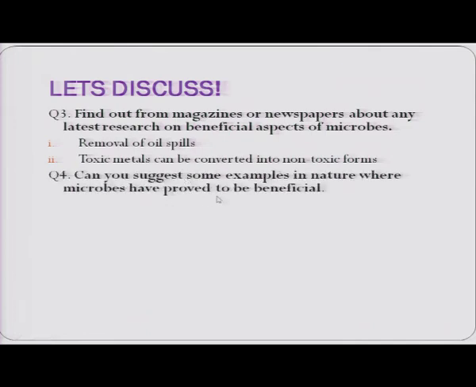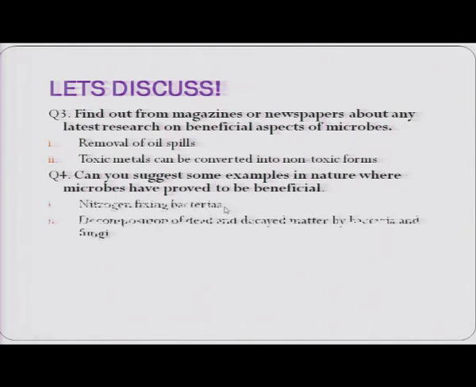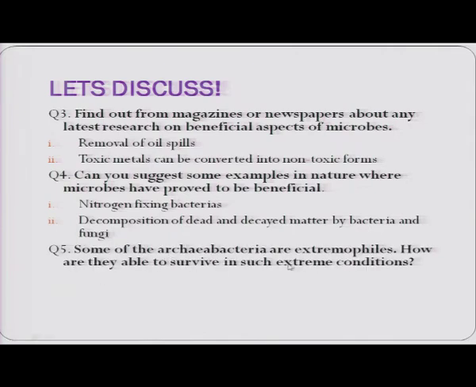Next question, can you suggest some examples in nature where microbes have proved to be beneficial? If you have followed the entire lesson completely, you would be able to give such examples which are in nature and the microbes are proving to be beneficial to us. For example, the nitrogen cycle, the nitrogen fixing bacteria are present which is helping in recycling of the nitrogen content. Similarly, the decomposition of dead and decayed matter which is done by bacteria and fungi is another helpful aspect of microorganisms. Some of the archaeobacteria extremophiles, how are they able to survive in such extreme conditions?